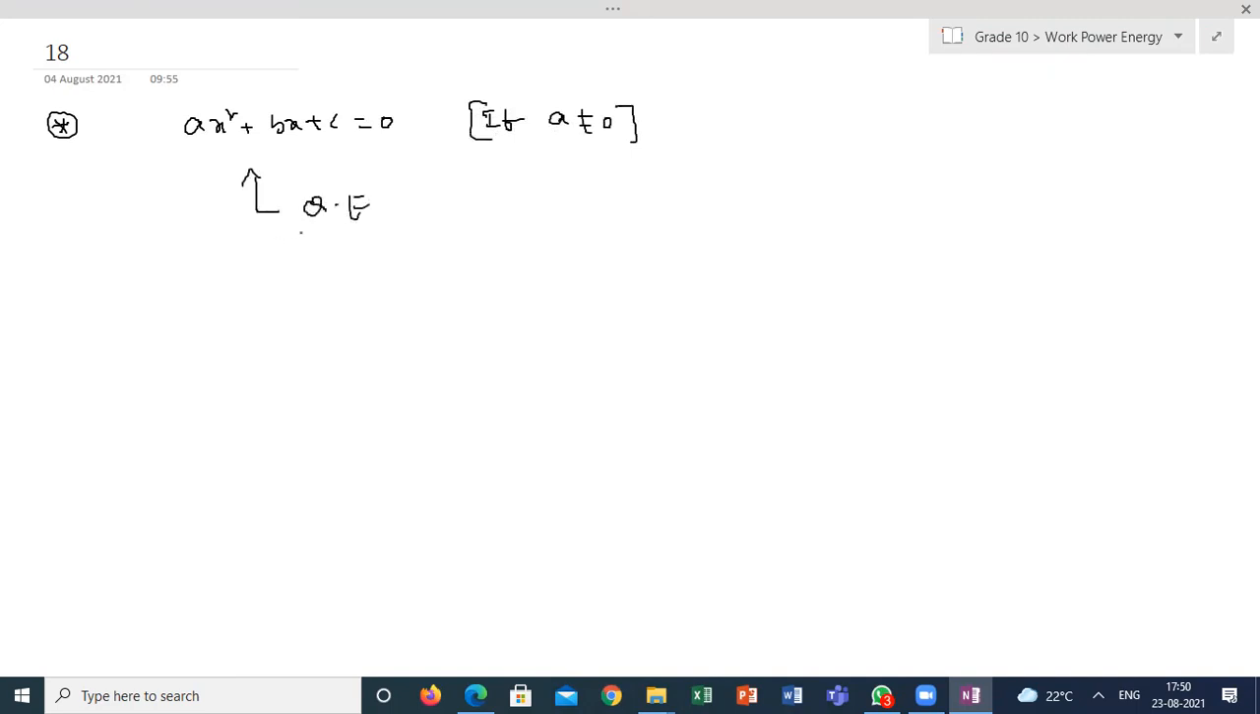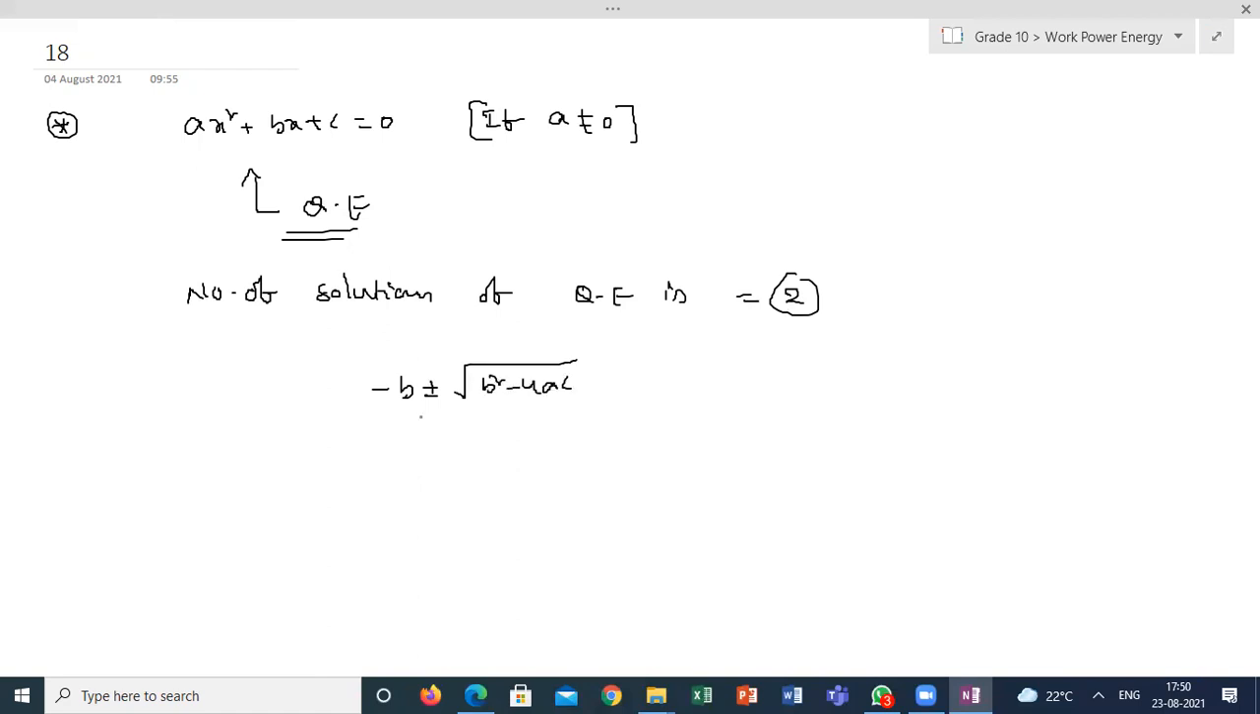According to algebra, the number of solutions of this quadratic equation is how many? 2. The number of solutions of a quadratic equation is its index, which is 2. So we know from our previous class, the solutions are minus b plus or minus square root of b square minus 4ac by 2a. This b square minus 4ac is called the discriminant of the quadratic equation.